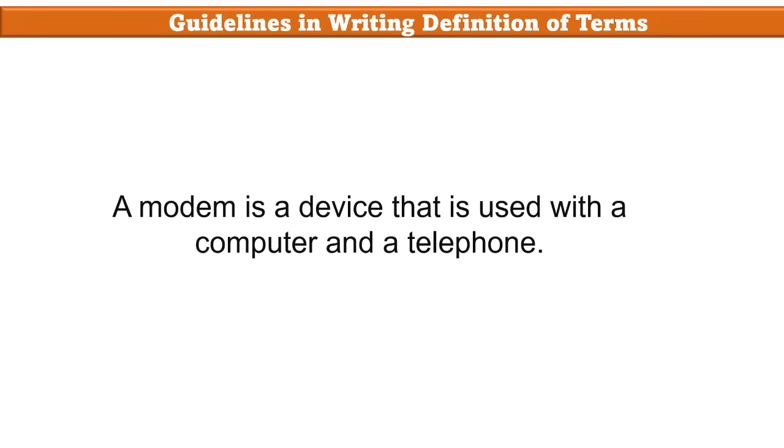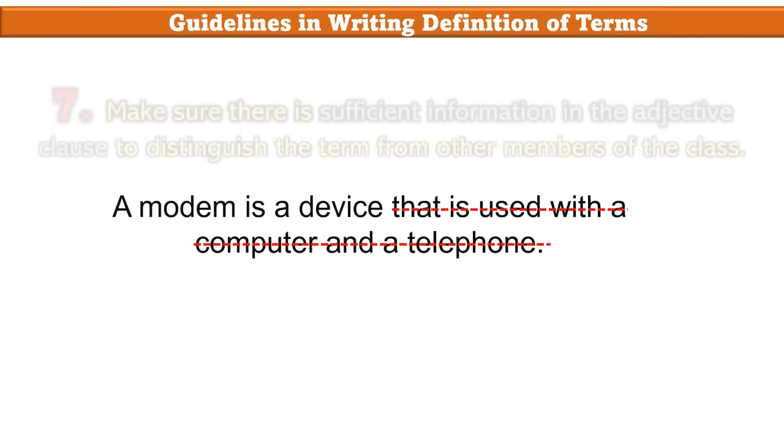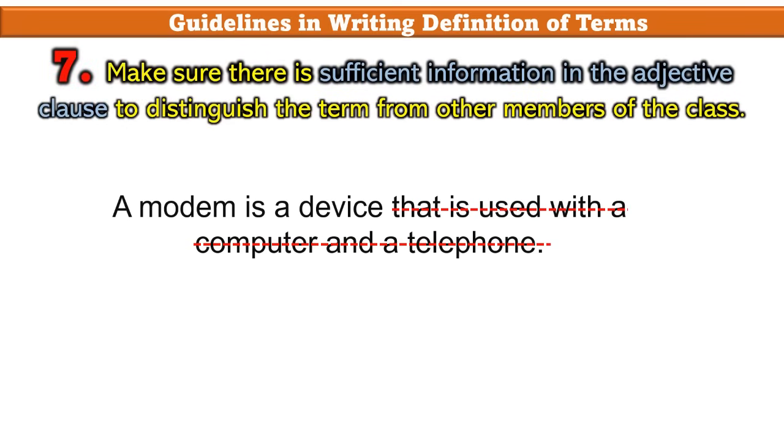Now, in this example, a modem is a device that is used with a computer and a telephone. The distinguishing characteristic, which is that it is used with a computer and a telephone, should be modified. Bakit? Guideline number 7.